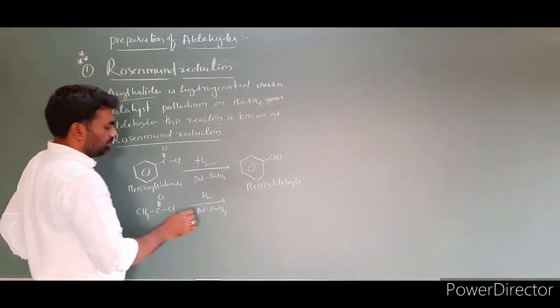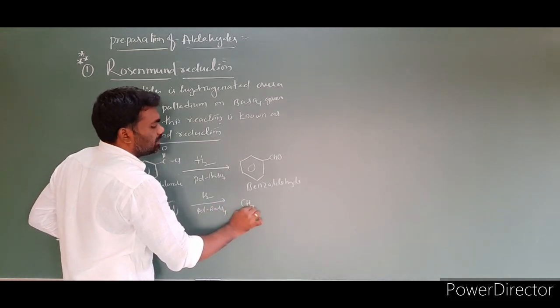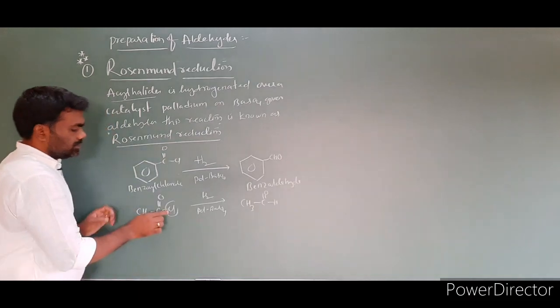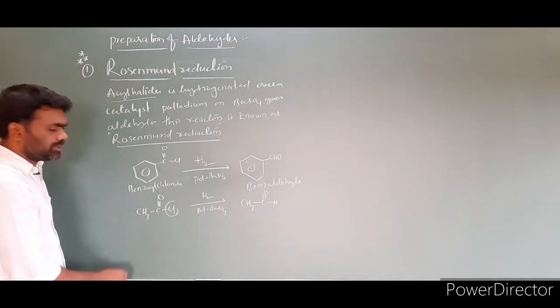Then we have to find what the product is. This chlorine we have to remove. Simply we have to add hydrogen. CH3 C double bond O H. This chlorine we are removing, and in the place of chlorine we are adding hydrogen. So this is also Rosenmund reduction.